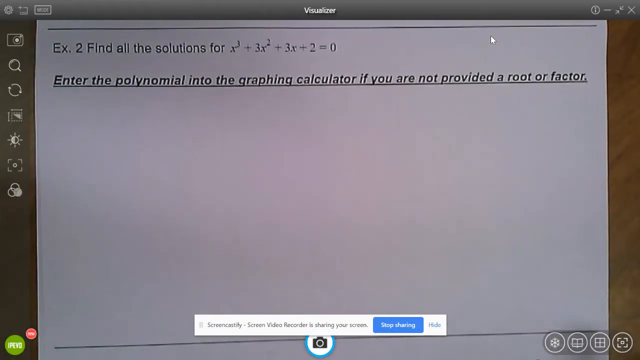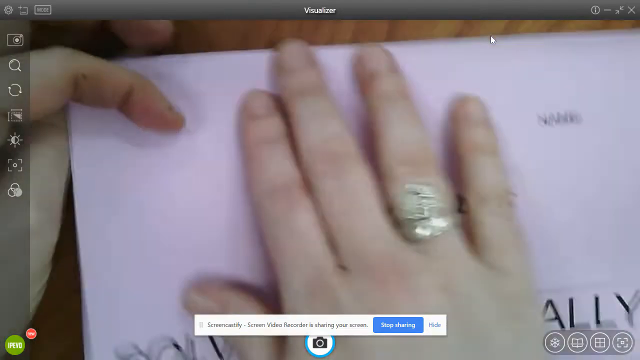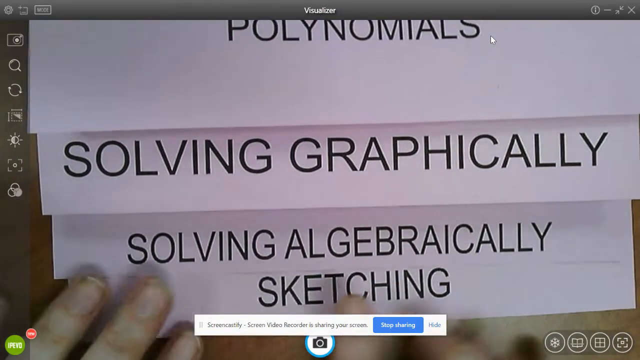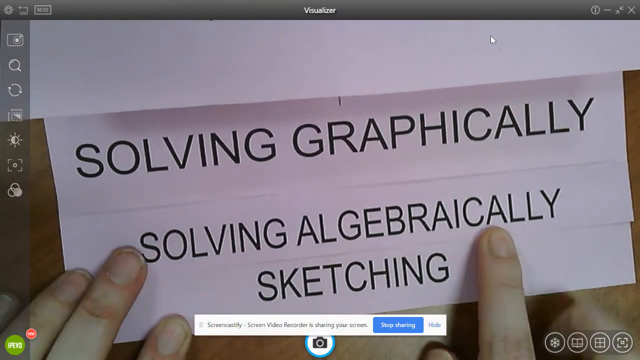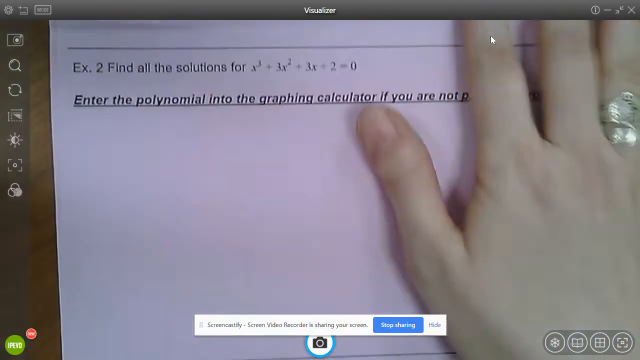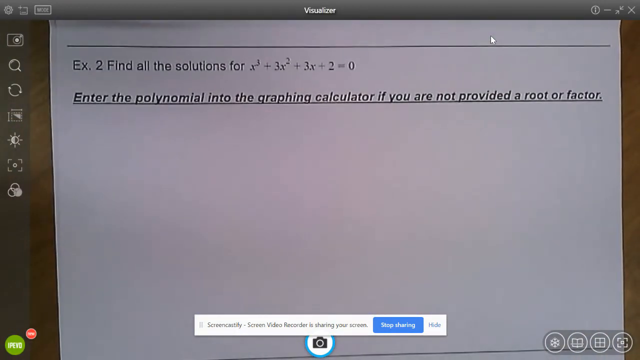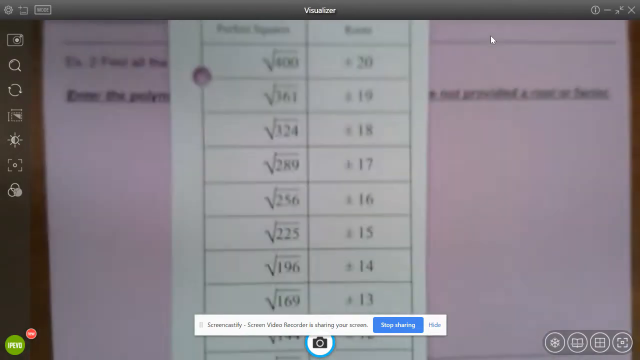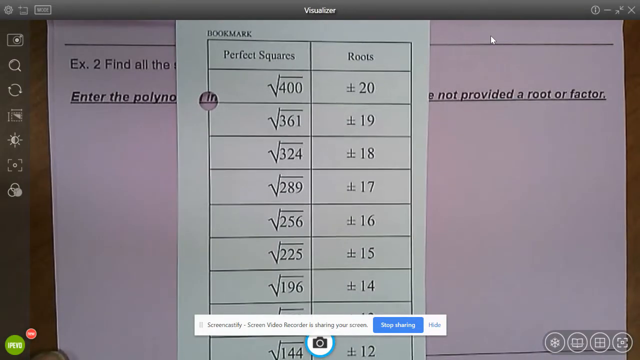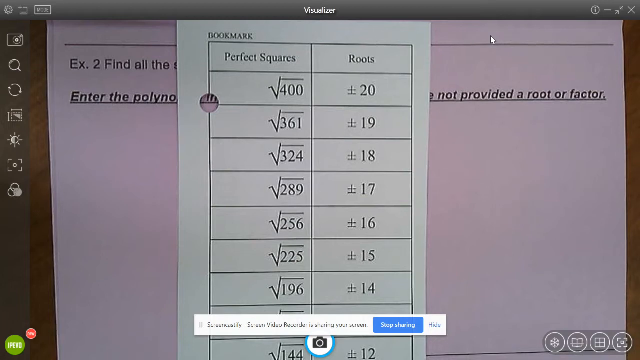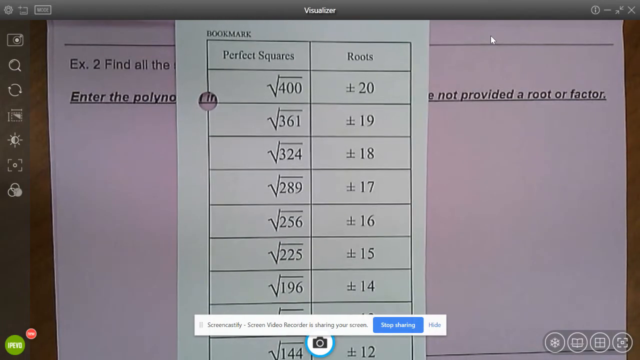Okay, this video is going to go over example number 2 in your foldable. So make sure you have your foldable. We're going to be on this tab that says Solving Algebraically, and we're going to be on example 2. You are also going to need your perfect square bookmark if you have it, and if not, please ask us for one of them. We made extra copies.